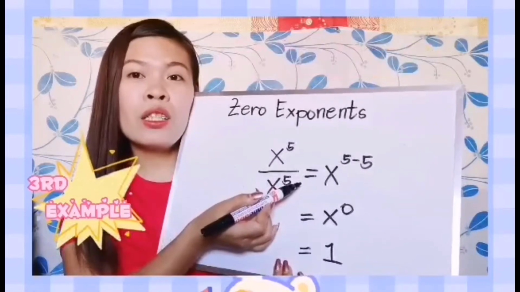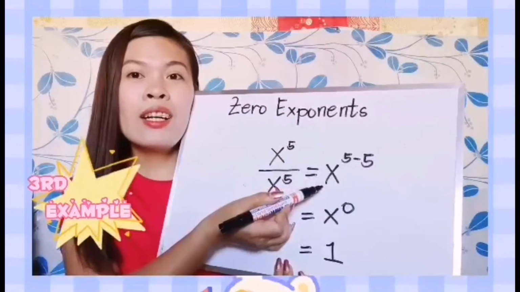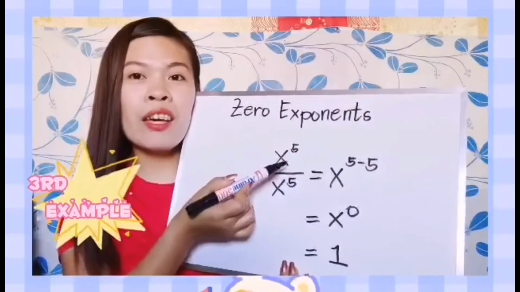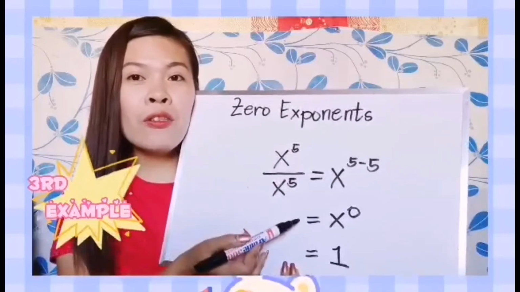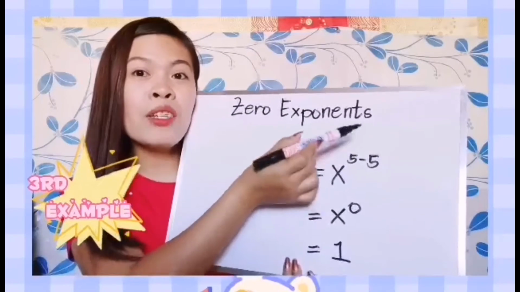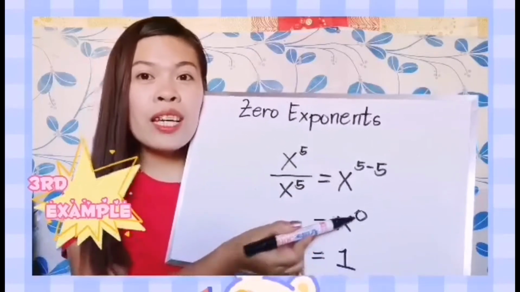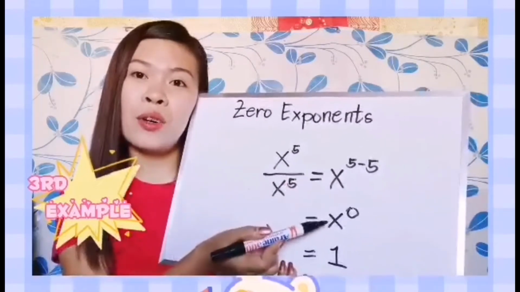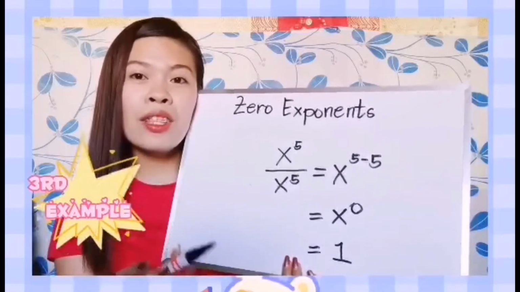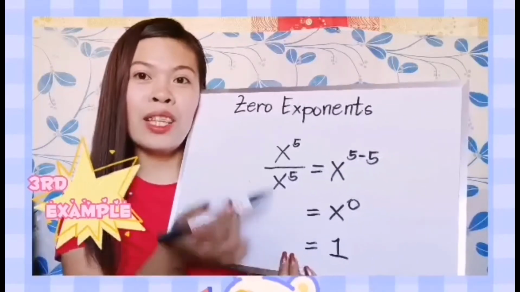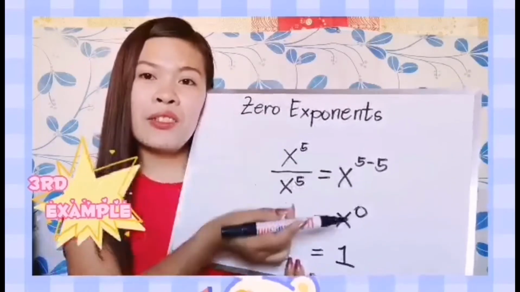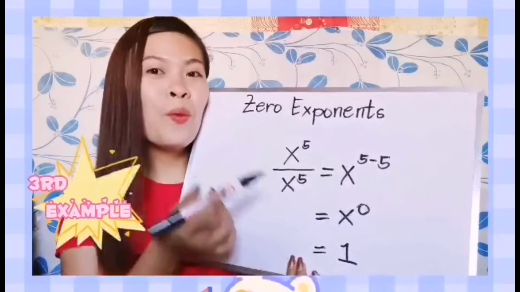So this is now equal to x raised to 5 minus 5. So we subtract the exponent, 5 minus 5. Of course it is equal to x raised to 0 because 5 minus 5 equals 0. So as we can see, we have here x raised to 0. Apply the rule. Any number raised to 0, the answer is 1. So the whole expression x raised to 5 divided by x raised to 5 is just equal to 1.